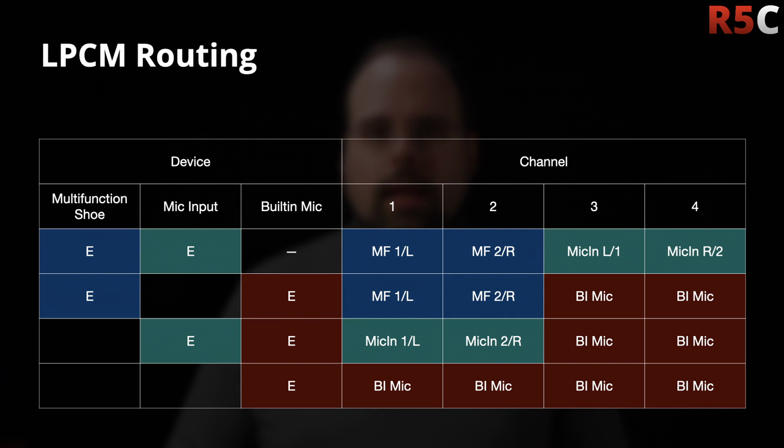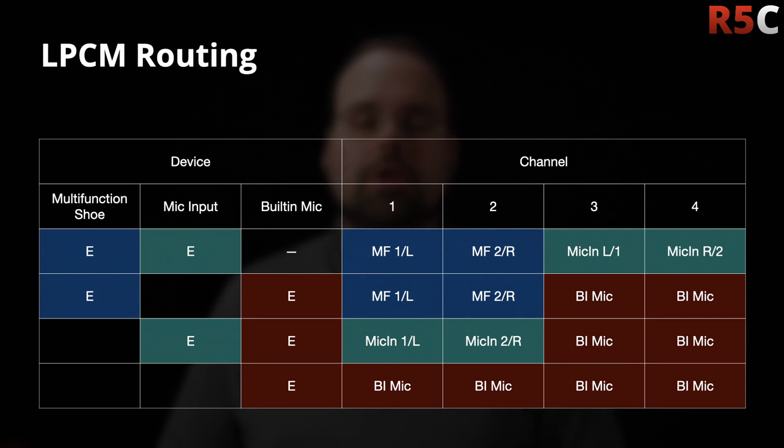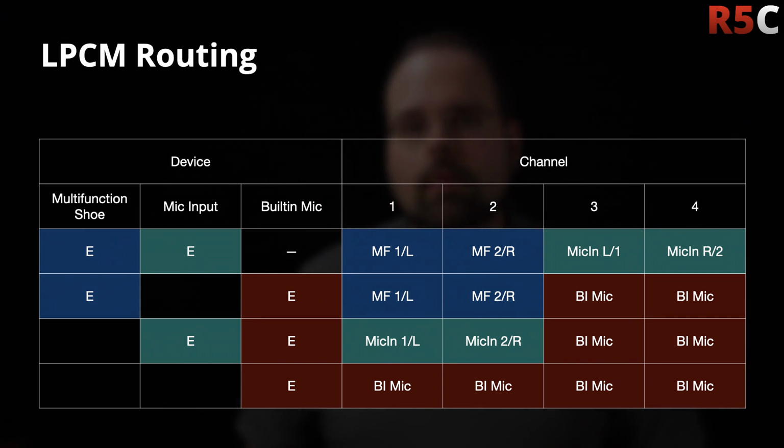4 channels total that it can deal with, the built-in mic. It doesn't matter if it's enabled, disabled, whatever, the camera will only deal with the multifunction shoe and the mic input. On top of that, it will assign the multifunction shoe to channels 1 and 2, and it will assign the mic input to channels 3 and 4, assuming that you are recording in LPCM quality audio. That's the only time the camera really does 4 channels worth of data. If you don't have something in the mic input, then 1 and 2 is the multifunction shoe, 3 and 4 is the built-in mic.